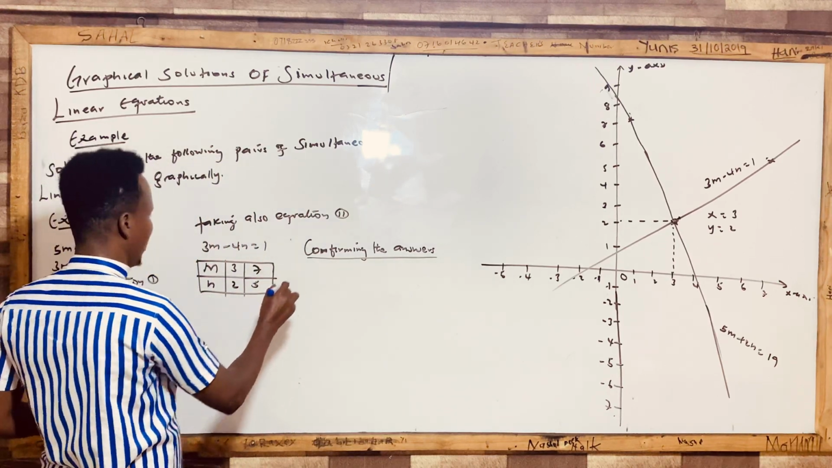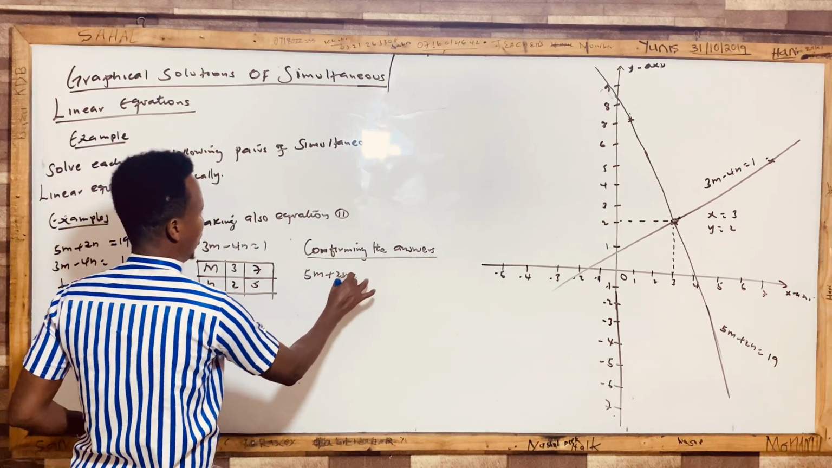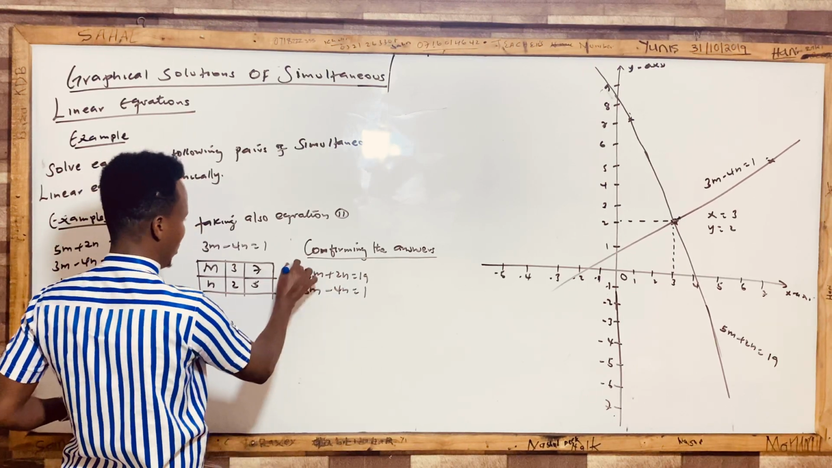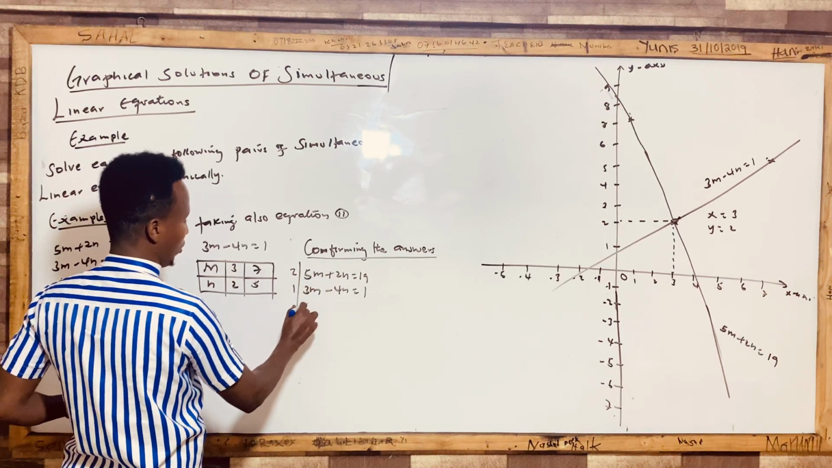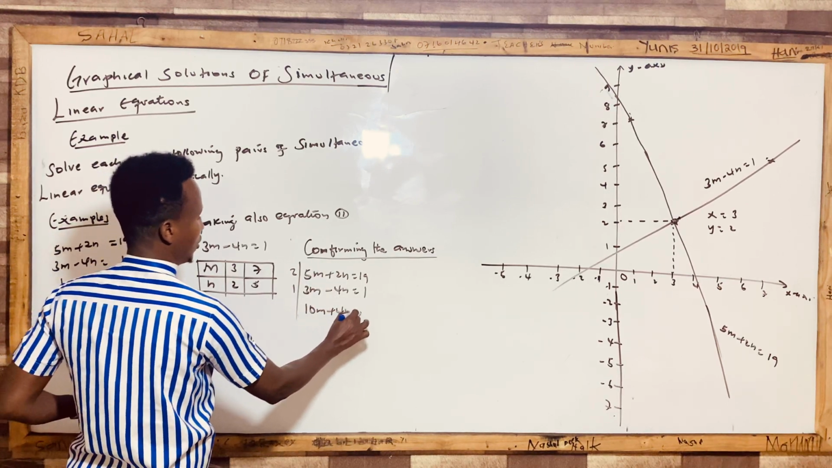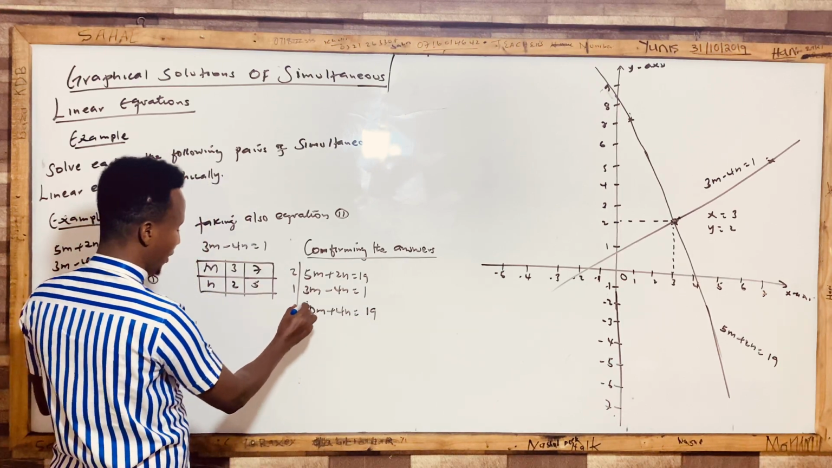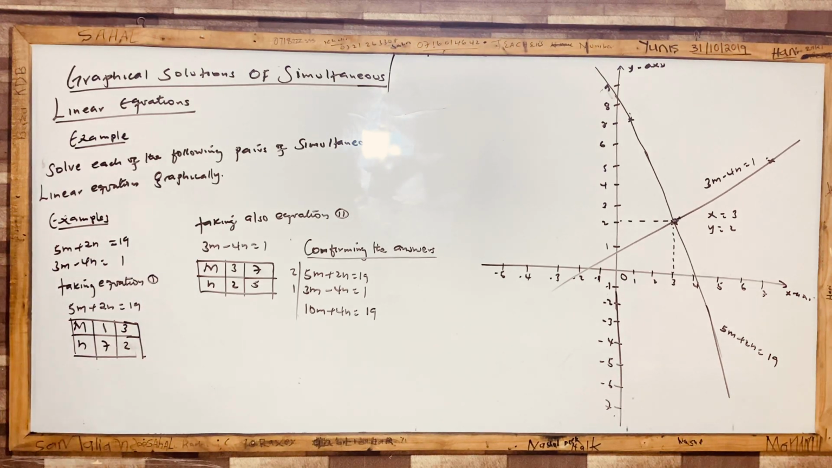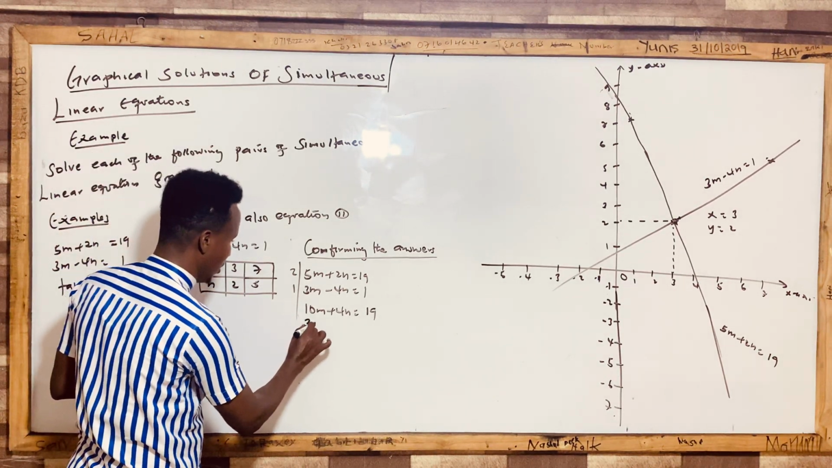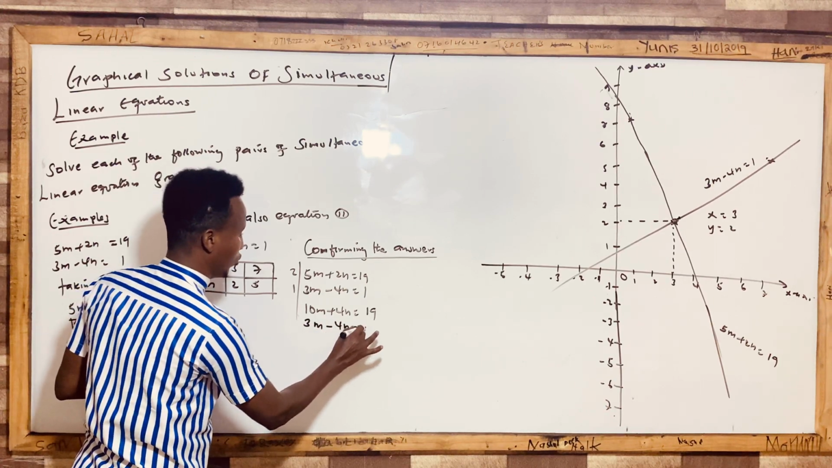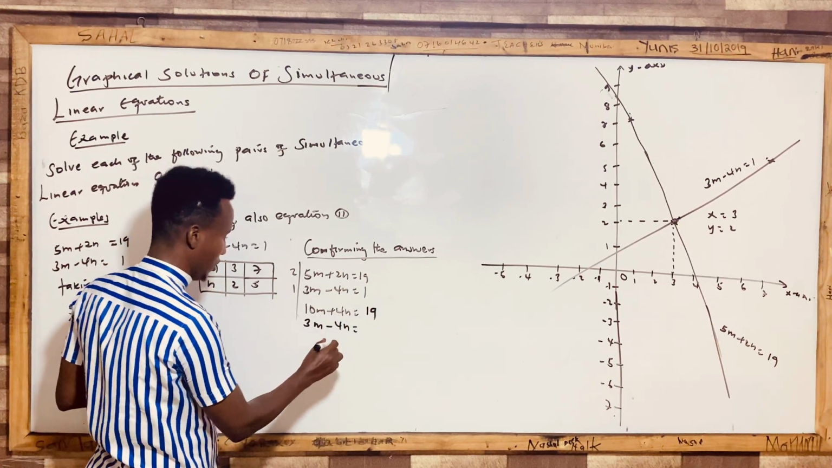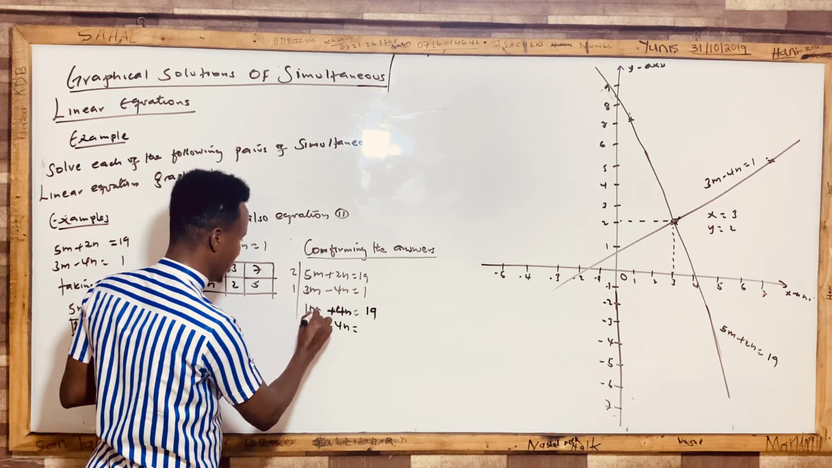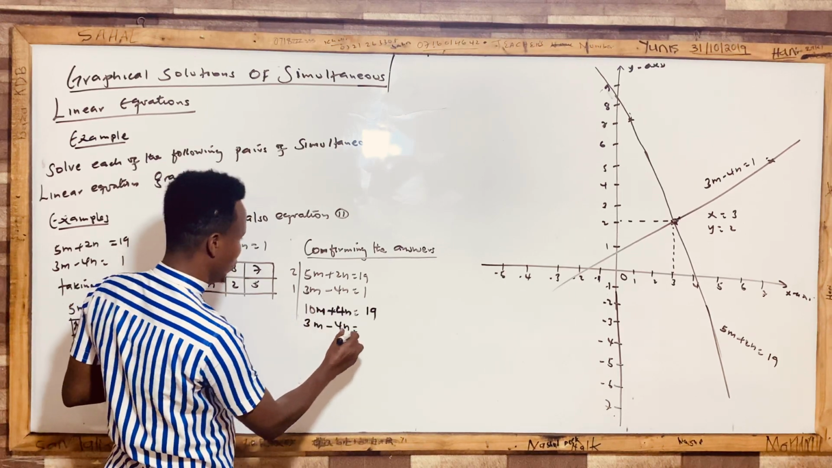Okay, here we have 5m plus 2n is equal to 19. Then we have 3m minus 4n is equal to 1. 2 goes here, 1, because I want to make them equal. 10m plus 4n is equal to 38. Then this times this, it will be 3m minus 4n is equal to 1. This is plus, and this is 4n. Now it's equal to 1.